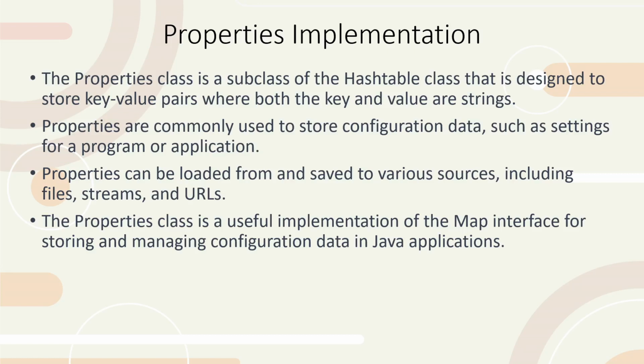Yes, Properties are still very useful in most applications where all the configuration can be managed outside of our source application and can be modified and updated without modifying our source code. So finally, the Properties class is a subclass of Hashtable. It's designed to store key-value pairs where both the key and values are strings. It's commonly used to store configuration data such as settings for a program or application. For example, if we want to have a username and password, or if we want to fetch some data from a file, then we will be fetching all the data using the Properties class.